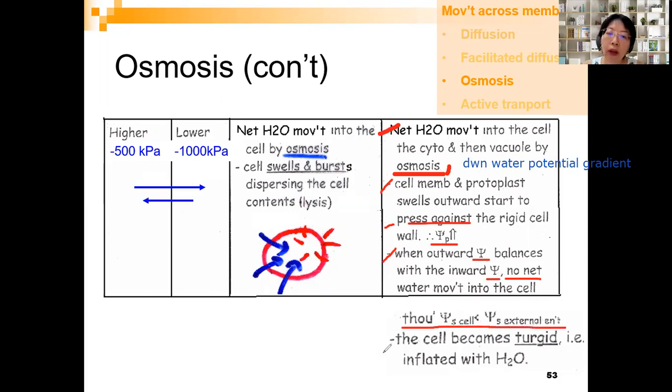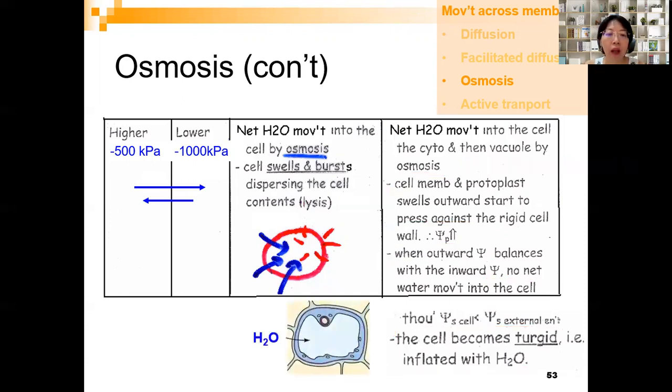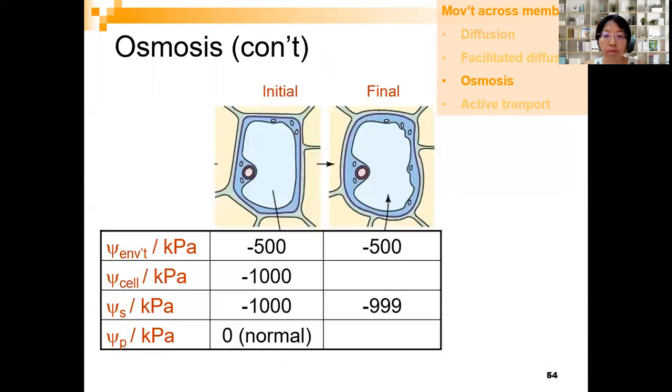So at that point, we say that the cell becomes turgid. Turgid means it is inflated with water, just like a balloon inflated with air. Now the cell is inflated with water pressing against the cell wall. So this is called the cell is turgid. You need to draw this where the cell is turgid. Water has entered into the cytoplasm and the vacuole of the cell.